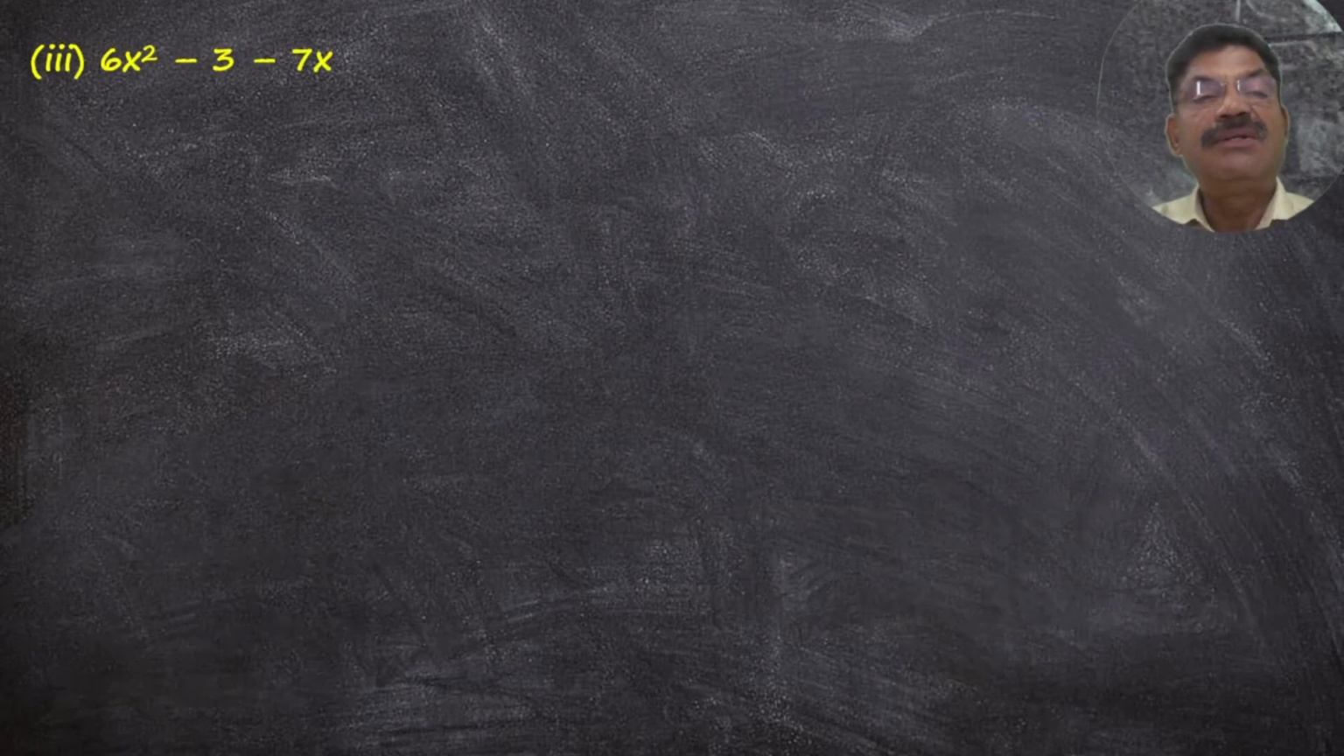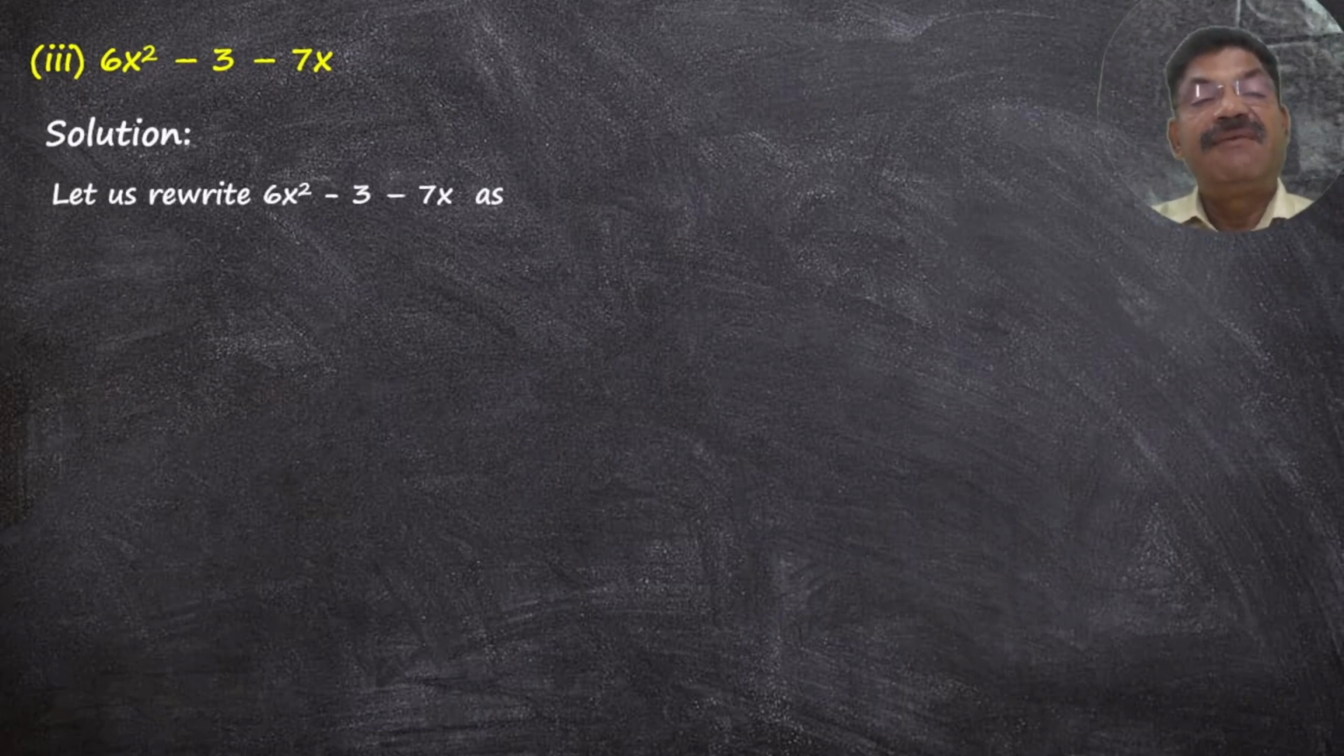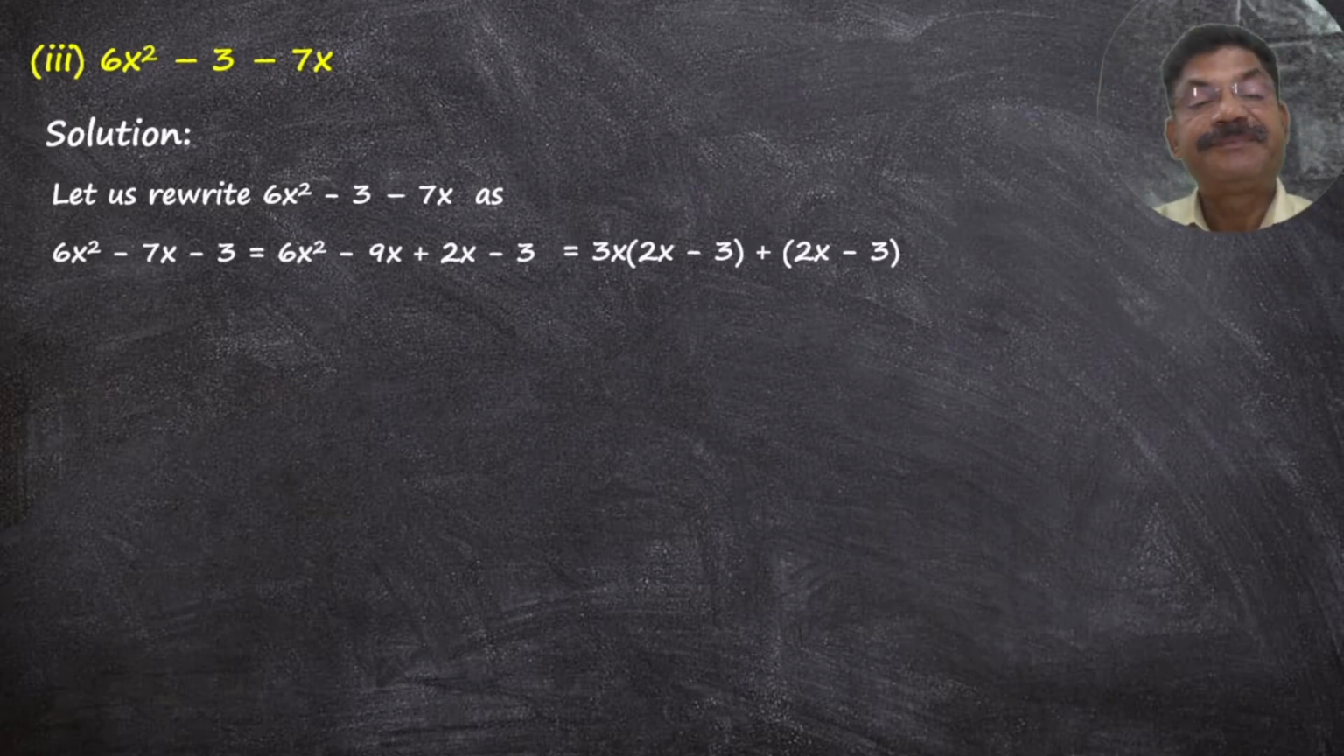Now let us move on to the third problem: 6x square minus 3 minus 7x. You look at the problem, the x term is given in the last. So we have to rewrite the given equation in the standard form. That is x square term, x term and then constant term. That is the order. So you rewrite that as 6x square minus 7x minus 3.